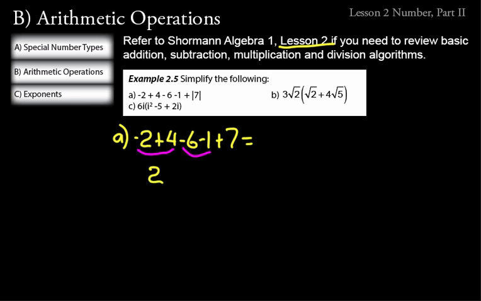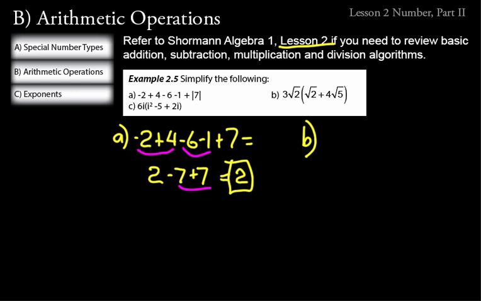Minus 6 minus 1 is a negative 7 plus a 7. So hopefully you can see minus 7 plus 7, that pair, would go to 0. And so we just end up with 2 for a simplified form of that expression. Now B, we need to use the distributive property to expand that.